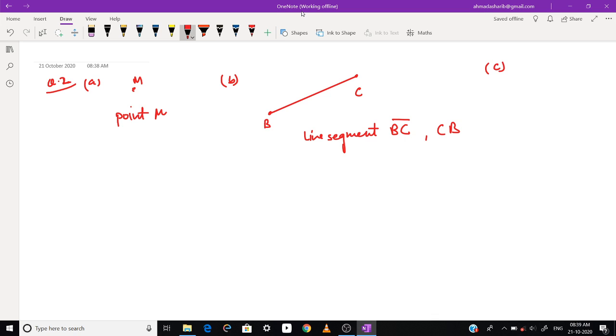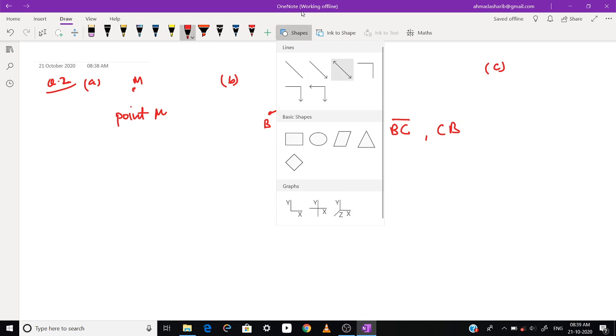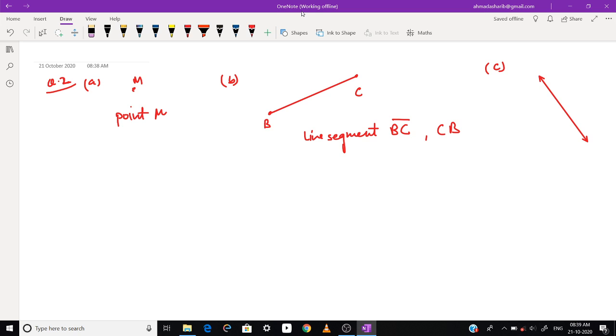Fine. Next. Okay, so next is this figure. Okay, and the points on this line are M and N. This is point, let's say M, and this is point, let's say N. So what is this? Is this a line or line segment? So this is a line. This is not a line segment. This is a line because it has two arrows. So we'll write line MN, or we can also write it NM.